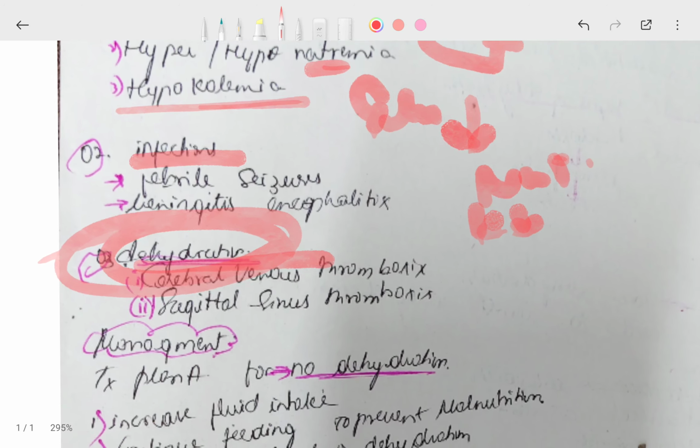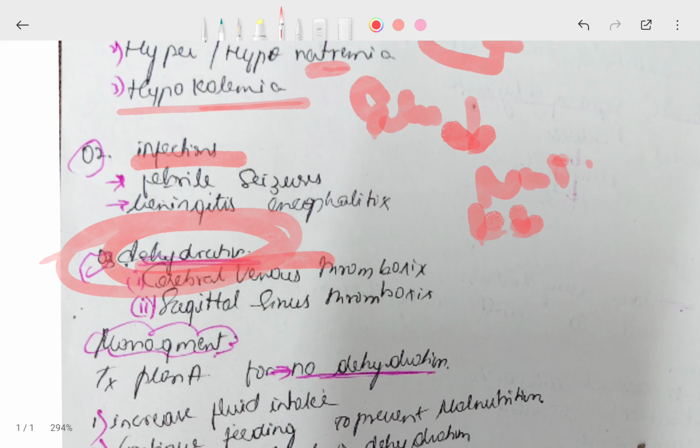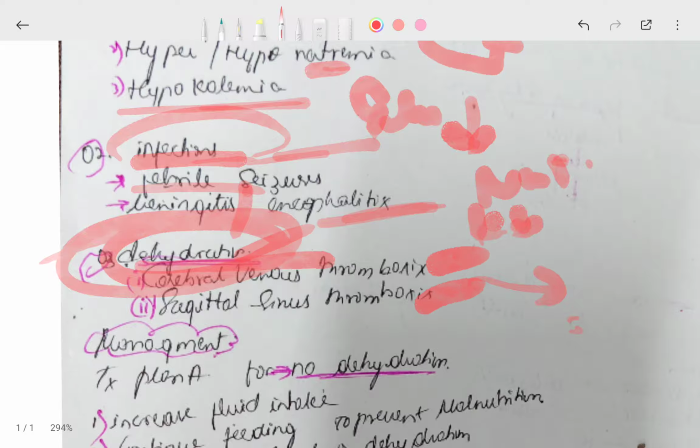Infections can occur because everything is going out in diarrhea. So immunoglobulins are also going out, and there is no energy to form immunoglobulins and all those. So you will be recurrently having fever, infections like meningitis and encephalitis. Then dehydration, cerebral venous thrombosis and sagittal sinus thrombosis. These are the complications which lead to convulsions with diarrheal disease.